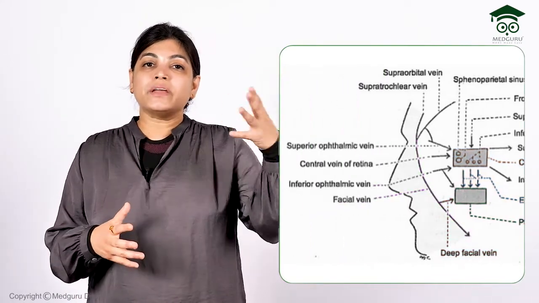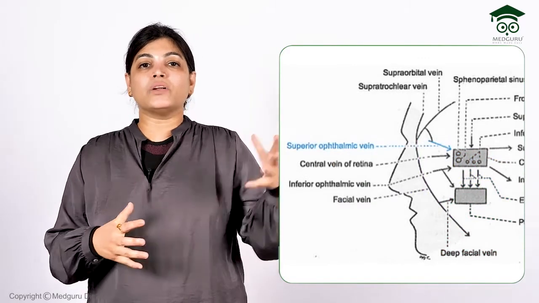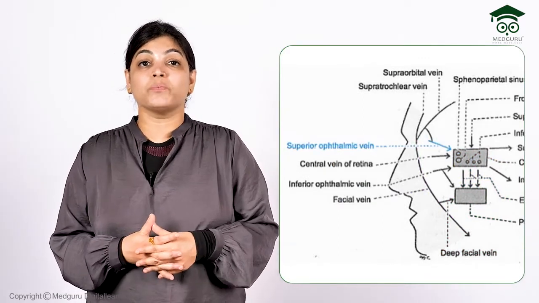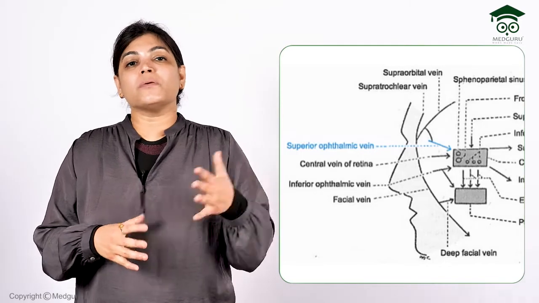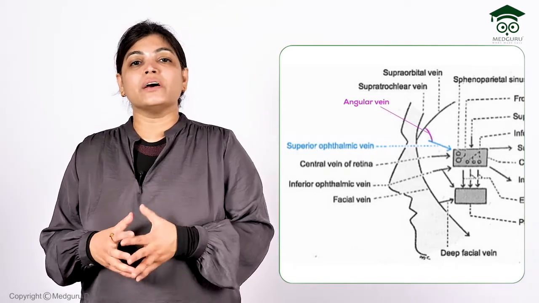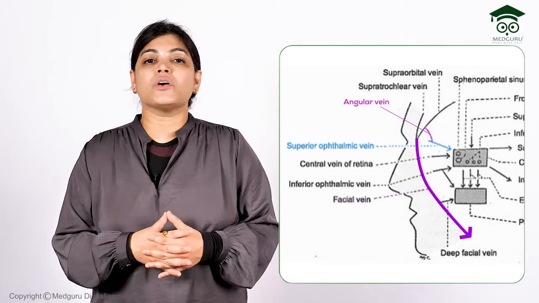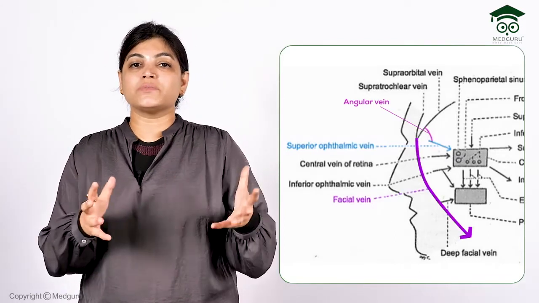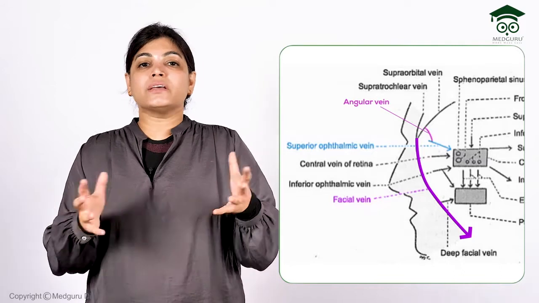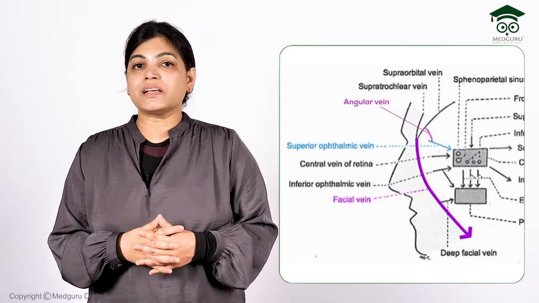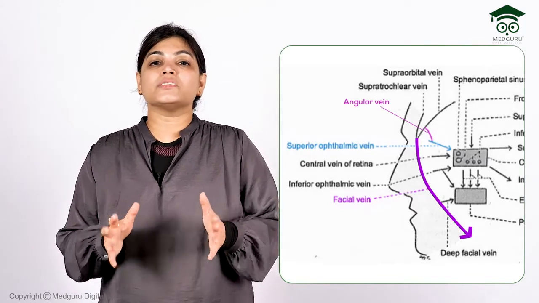Another route is the superior ophthalmic vein. We already know one of the tributaries of the cavernous sinus is the superior ophthalmic vein. The superior ophthalmic vein communicates with the angular vein, and the angular vein communicates with the facial vein. So these are important communications. Also, the internal vertebral plexus can communicate with the cavernous sinus through the basilar venous plexus. So these are important communications.